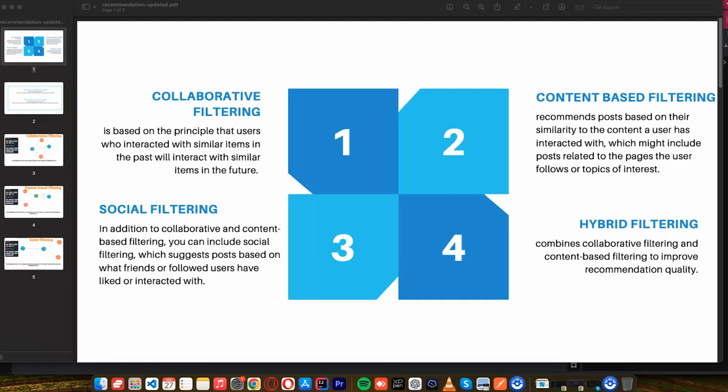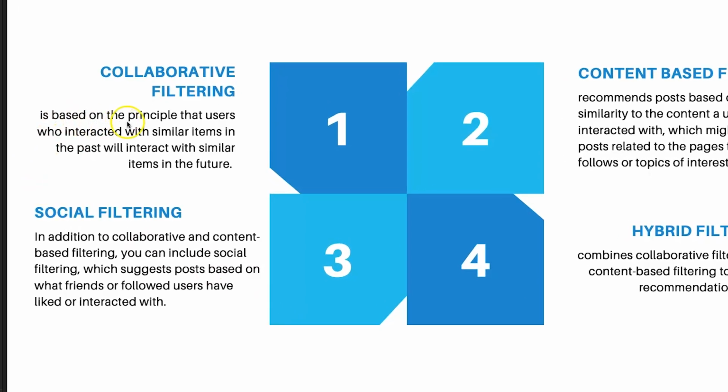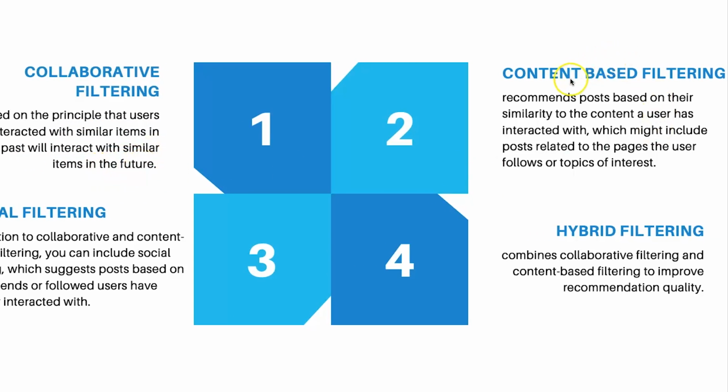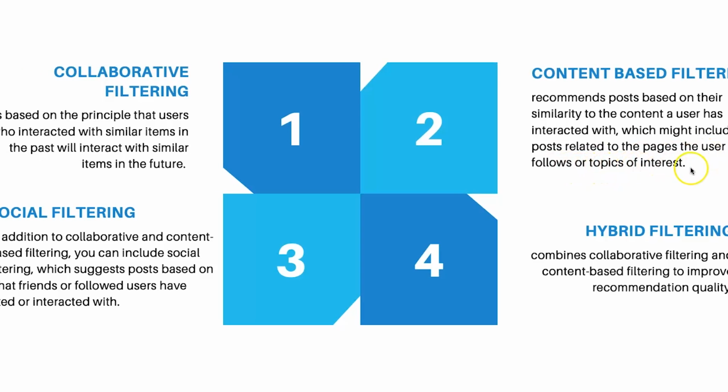We have collaborative filtering. This is based on the principle that users who interacted with similar items in the past will interact with similar items in the future. And we also have content-based filtering. It recommends posts based on their similarity to the content a user has interacted with, which might include posts related to the pages the user follows or topics of interest.